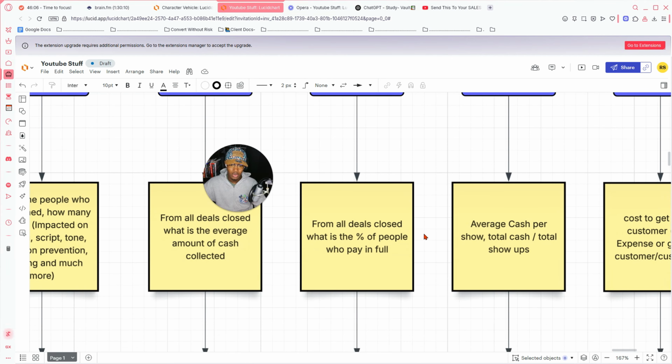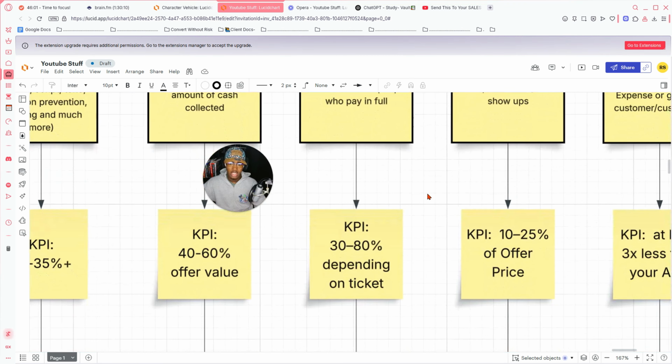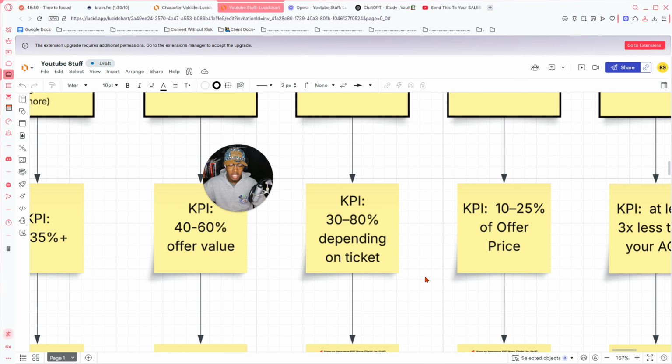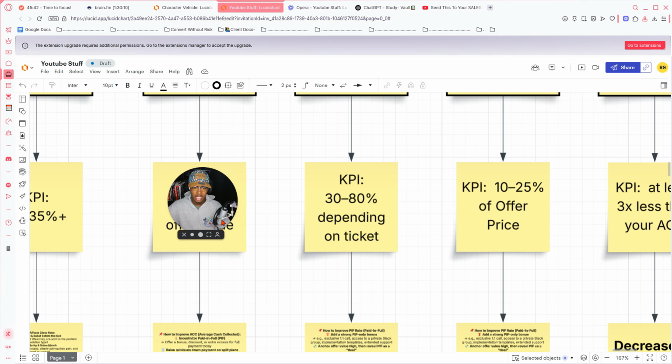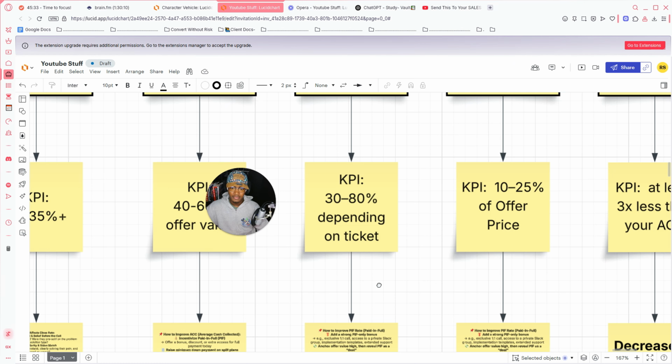Now, paid in full rate. This is the amount of people out of the deals closed that pay in full. This needs to be 30 to 80% depending on the ticket. The lower the ticket, the higher percentage of people who should pay in full. So if you're at $1,000, you should be able to collect that just like that. Depending on the person too, your B2B to B2C, but still you should be able to collect that, especially nowadays with financing options like Klarna, Afterpay, etc., that you can use through Stripe to leverage this. Things like coaching financing, things like that.